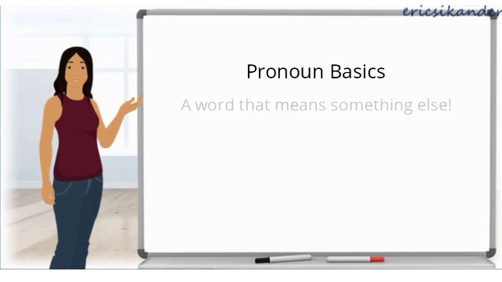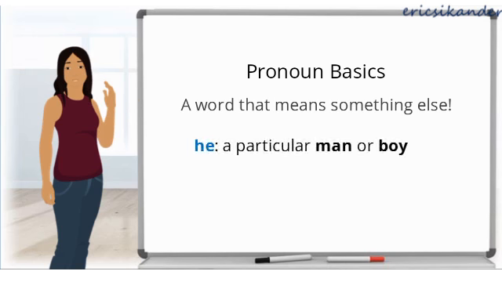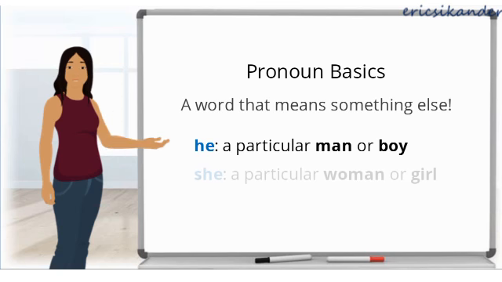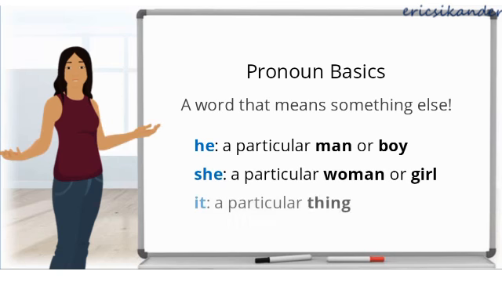What is a pronoun? It's a word that means something else. The pronoun he means a particular man or boy. The pronoun she means a particular woman or girl. The pronoun it means a particular thing. In the resources, you'll see a list of pronouns.